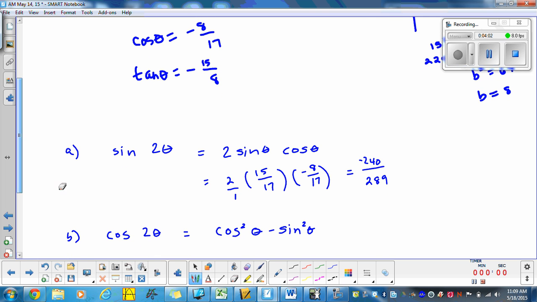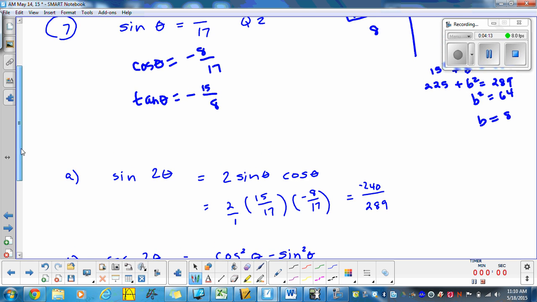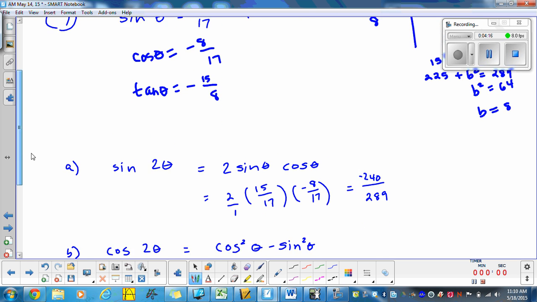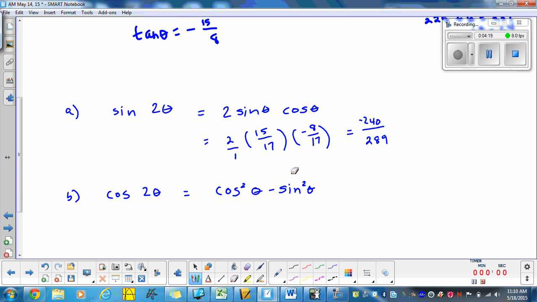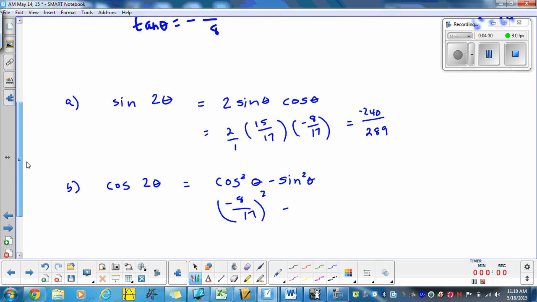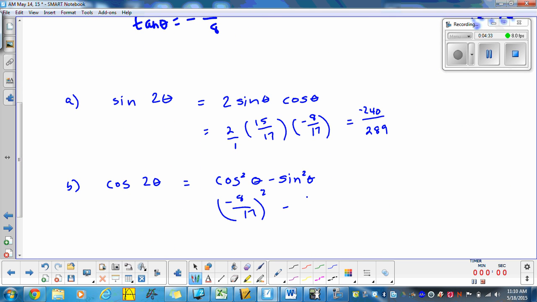So we would try and reduce that, but I don't think that one will reduce. So for the cosine, if you remember on your index card, there's 3 different formulas. You only need to use one formula. Pick one. I like this one, but you're welcome to use one of the others. So cosine is negative 8/17. I'm going to square that, minus the sine squared, and if you recall, the sine was 15/17. So this is going to be equal to, oh, we have to square this one too, don't we?